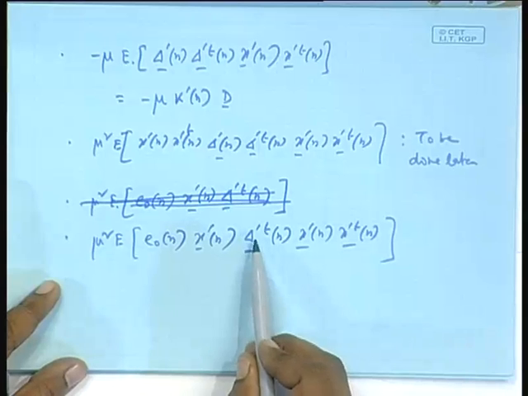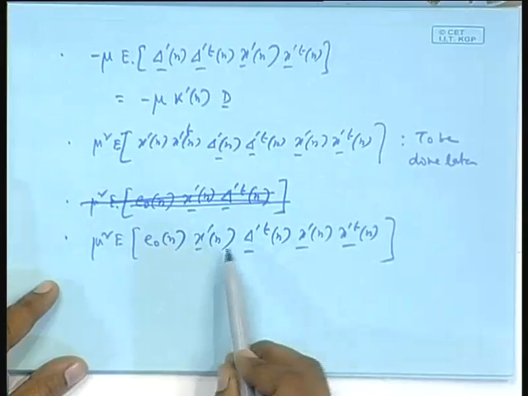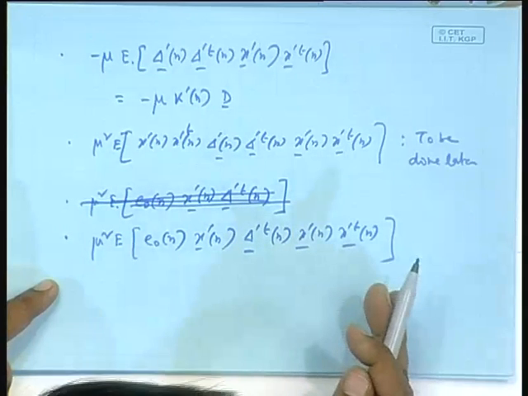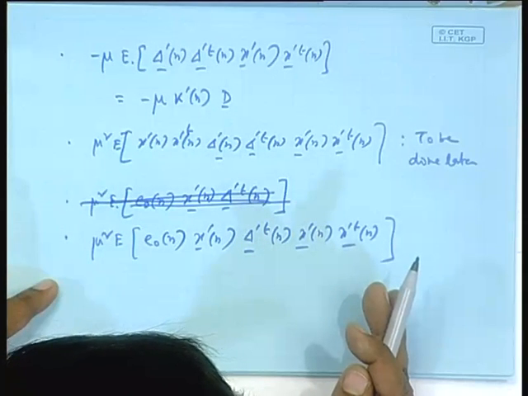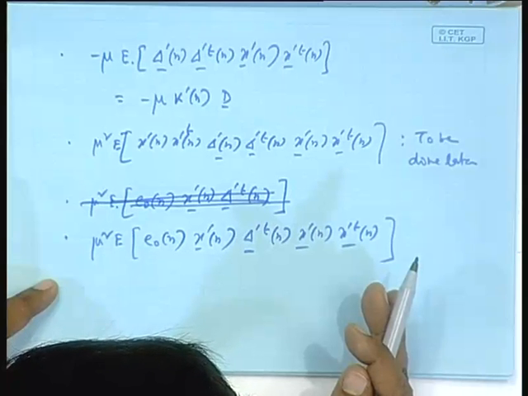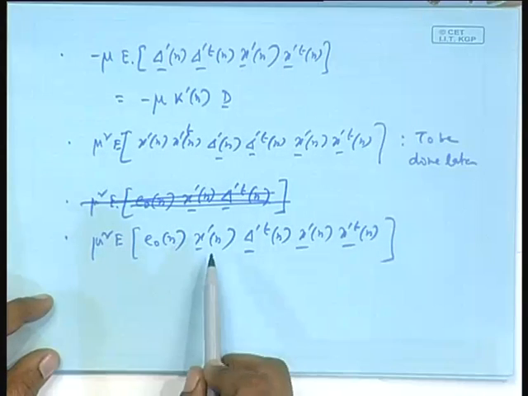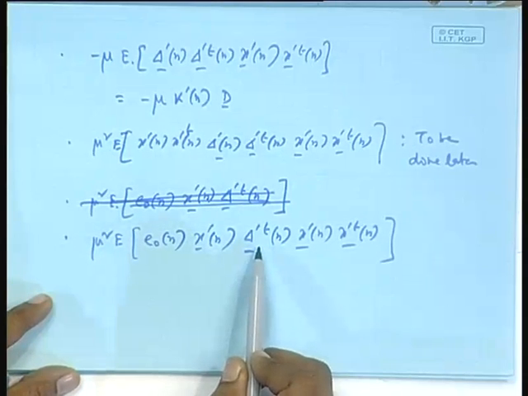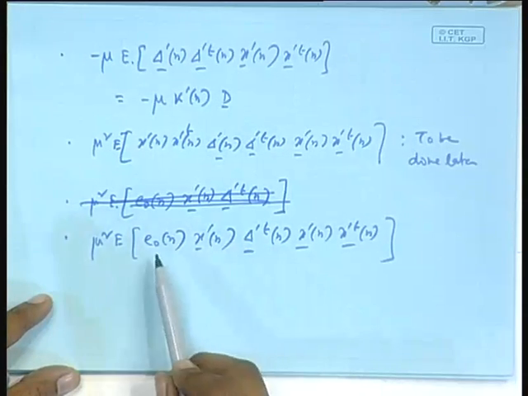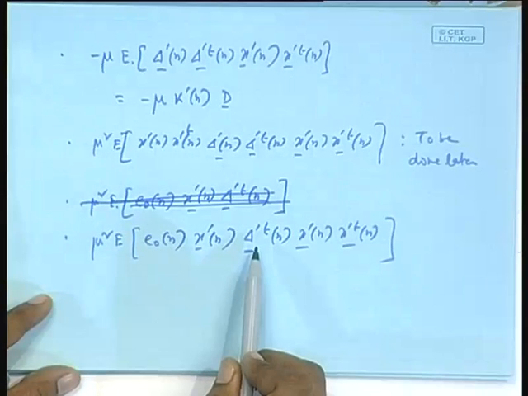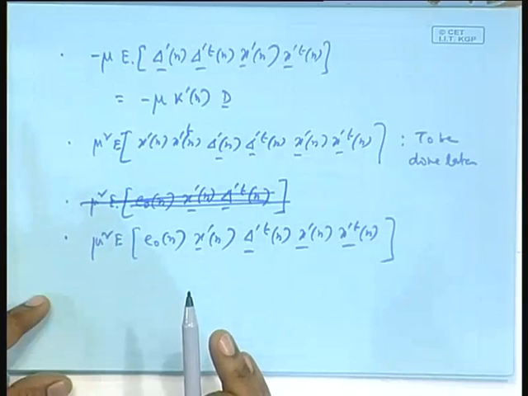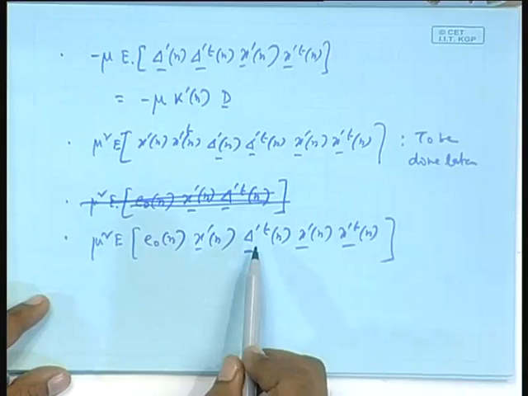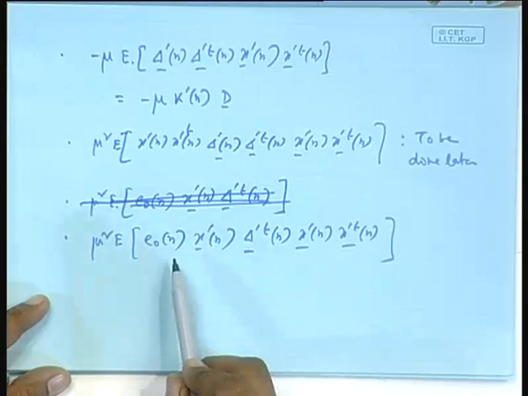Another thing, here you see delta prime(n) and x prime(n). By our independence assumption they are statistically independent, because x prime(n) is obtained from x(n), and this depends only on W(n). So these two are independent. Similarly, E_O(n) and delta prime transpose are statistically independent, because E_O(n) consists of d(n) and x(n), and delta prime consists of delta W(n), so independent.